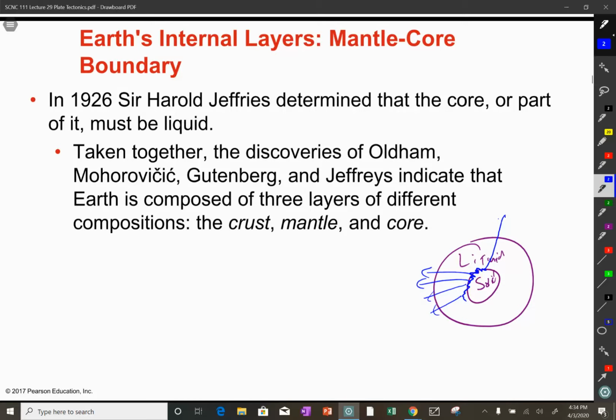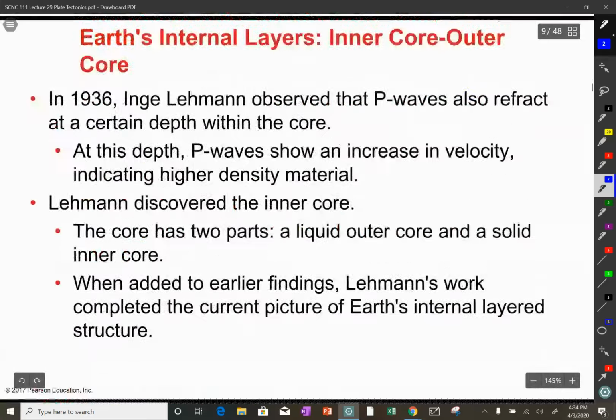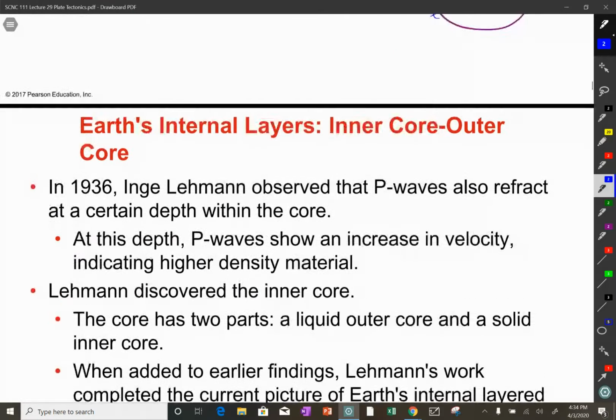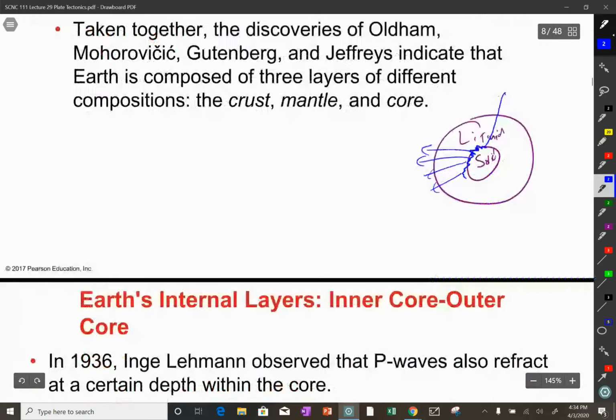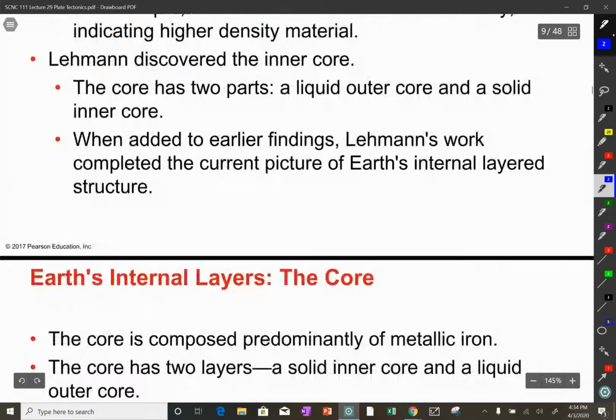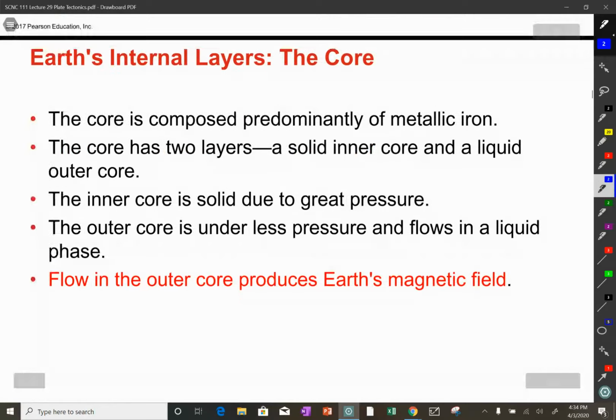And so if we put this all together, we get the... actually, wait, I thought that it was Jeffreys, but apparently Lehmann's the one that determined that there was the solid inner core. Boy, got that one wrong. Still by the same method, though. So we put it all together, and these are the pieces we have.